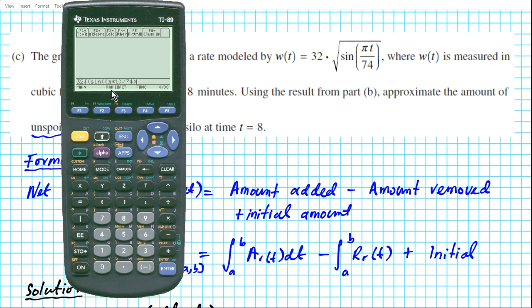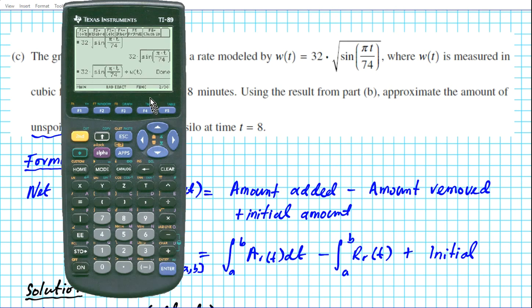So I closed the sine and I'm going to close the radical. Let me press enter to make sure it's complete. Check your work, make sure your entry is good. I'm going to store that in w of t. Enter. Okay, it says it's done.